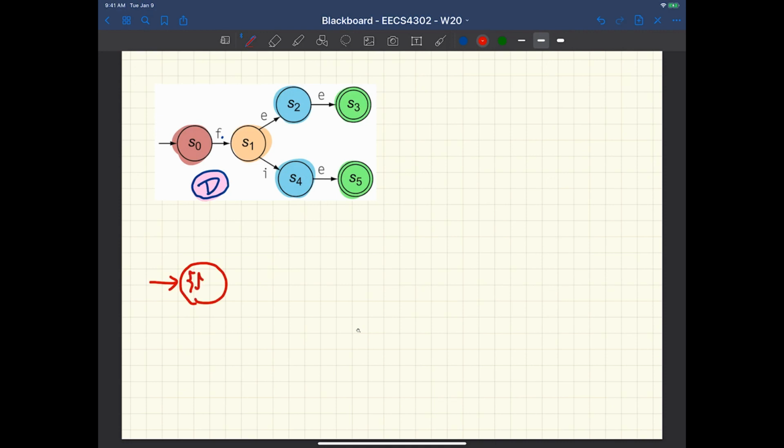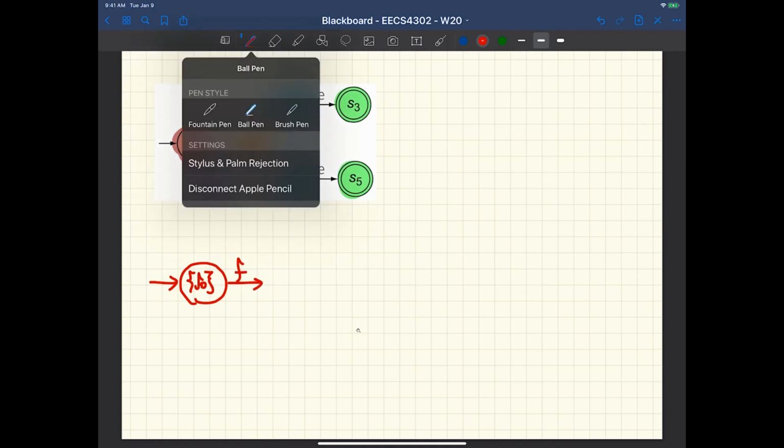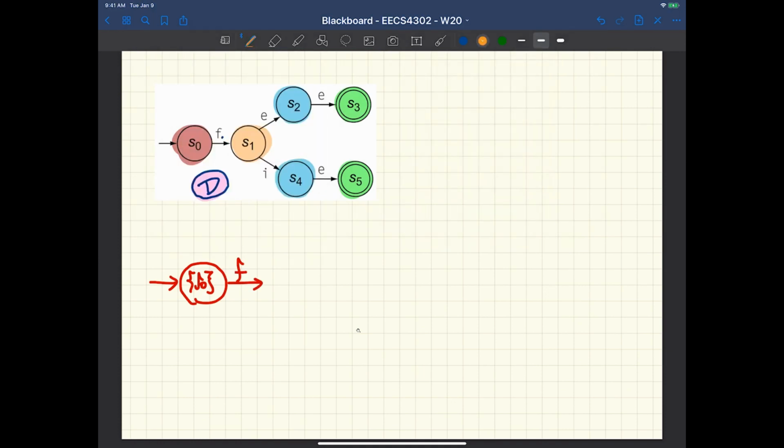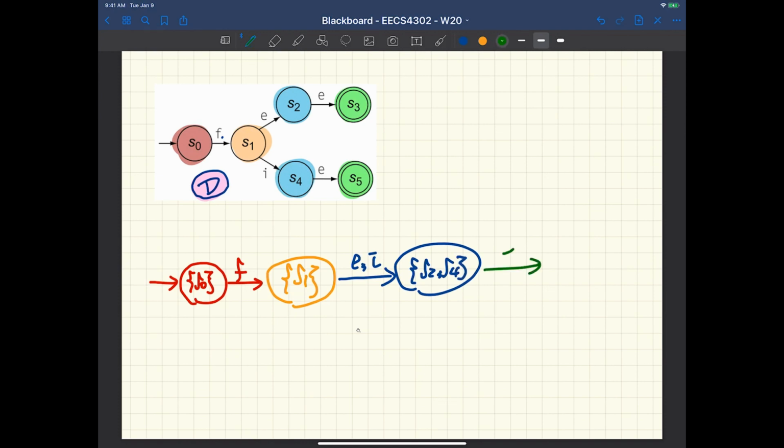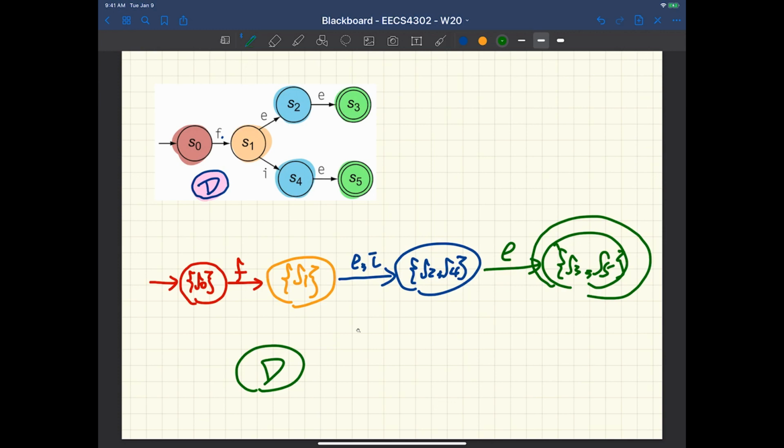S0 is the single partition over here. By taking F, you can go to the orange, which is a single partition over here. And then we have the blue, and in this case it's going to be either E or I, and then it goes to a state where you have S2 and S4. And then you also get to another state by taking E, a state with S3 and S5. And of course, there are going to be accepting states. And don't forget, you also have the death states. I'm just ignoring them, but you should put that as well.